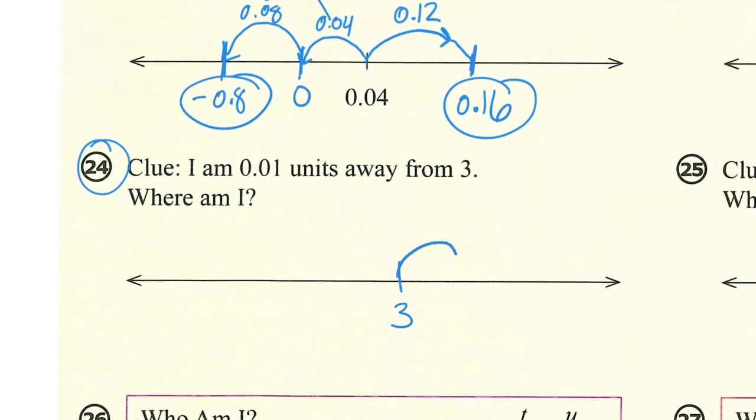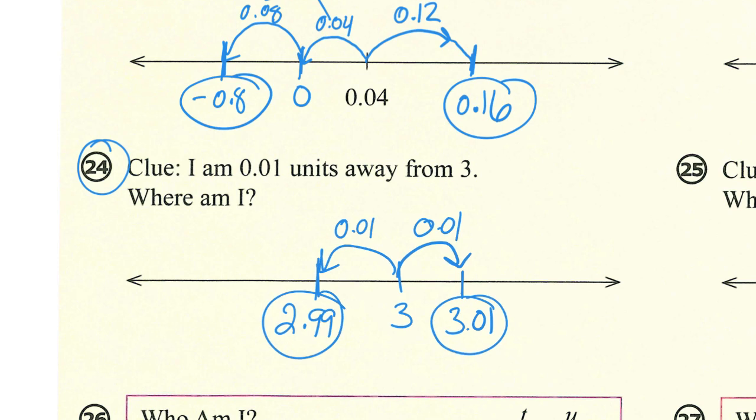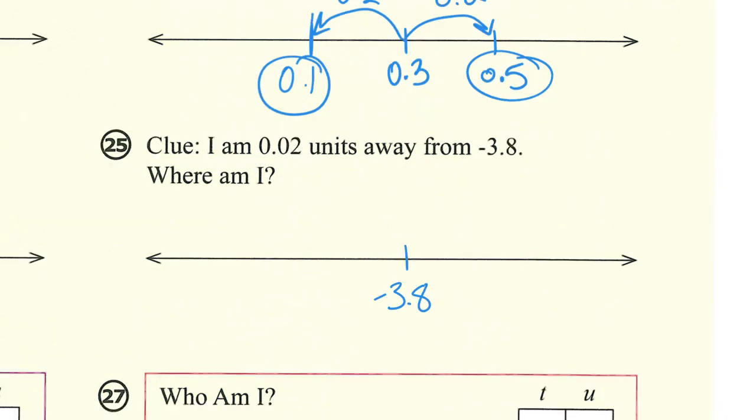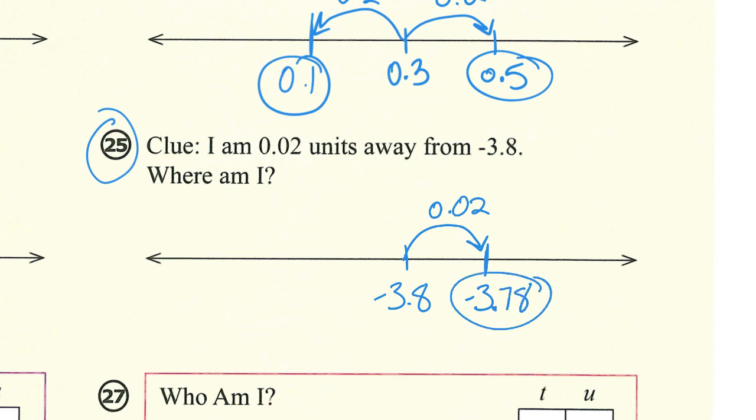In 24, if I go to the right 0.01 units, I'll be at 3.01. And if I go to the left 0.01 units, I would be at 2.99. In 25, if I go to the right 0.02 units, notice that we're in the negative, so now I would be at negative 3.78. If I go to the left 0.02 units, now I'm at negative 3.82, farther into the negatives.